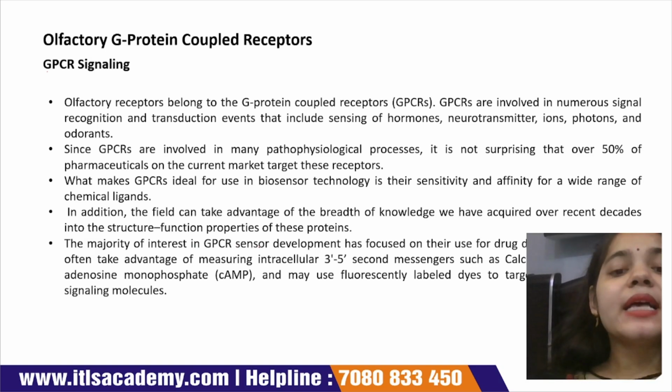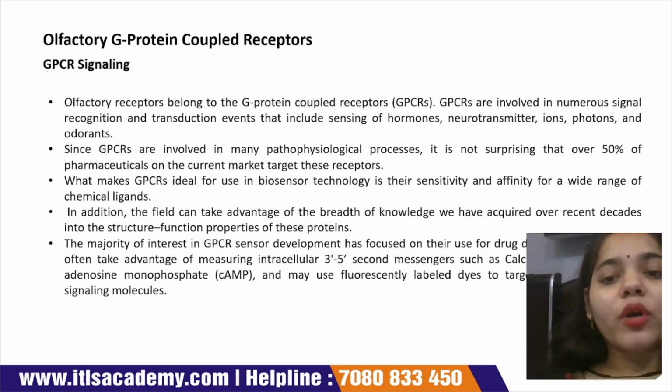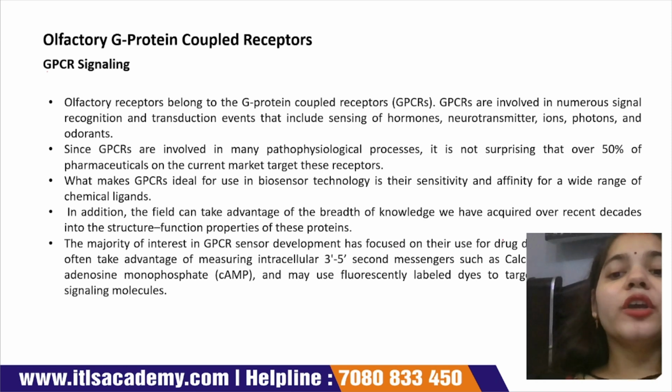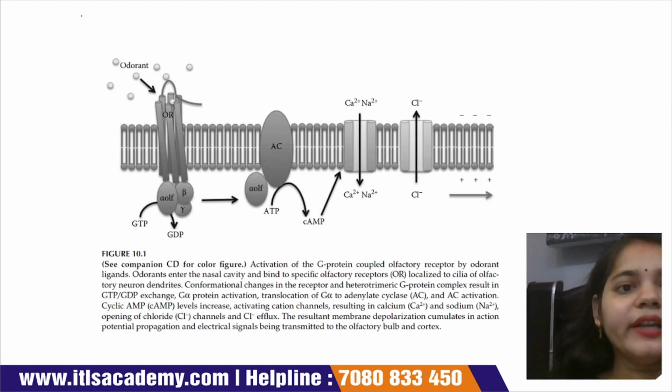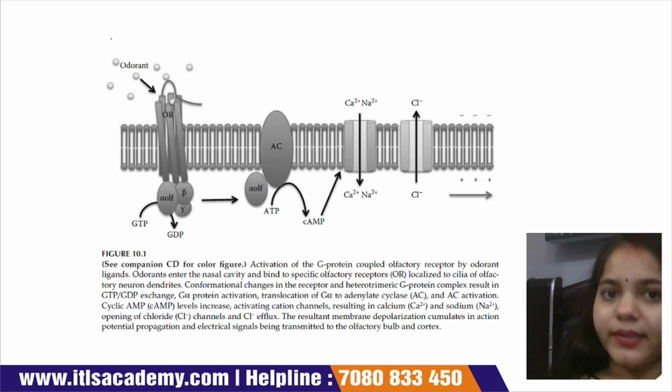The majority of interest in GPCR sensor development has focused on their uses for drug discovery. These assays take advantage of measuring intracellular secondary messengers such as calcium and cyclic adenosine monophosphate, and may use some fluorescent label dye to target these downstream signaling molecules. Now we understand the GPCR receptor or olfactory receptor.